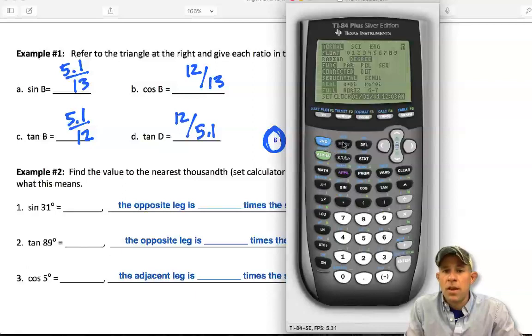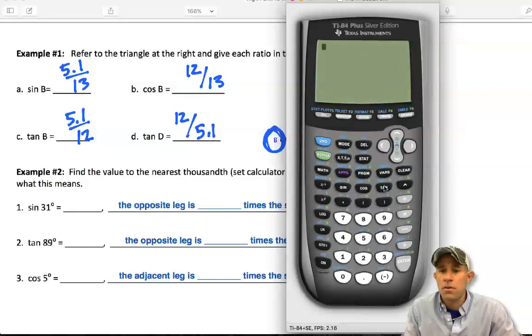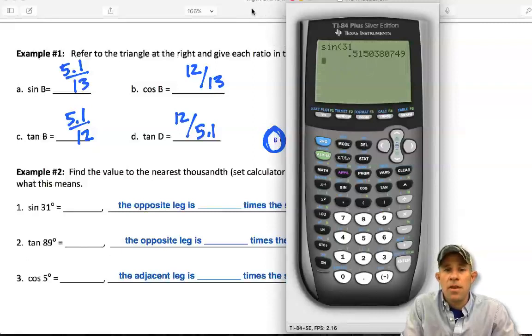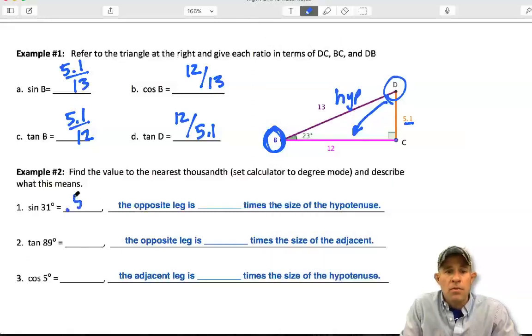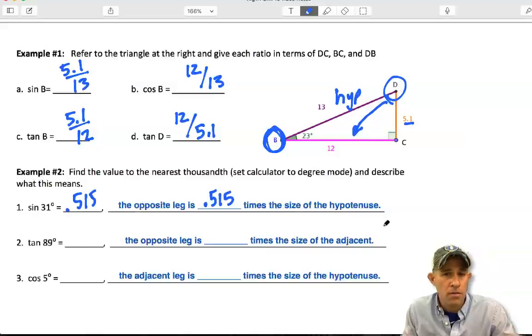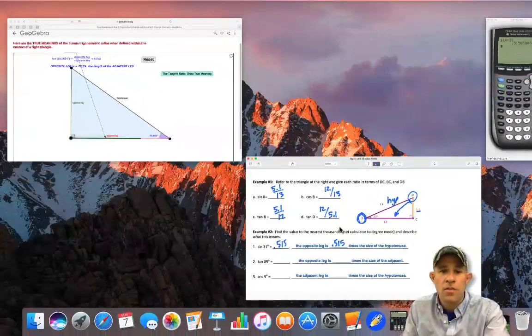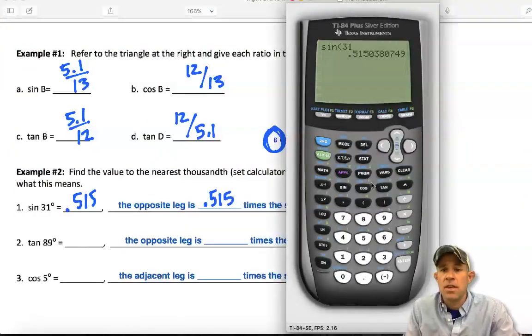So the first one asks us to just simply calculate the sine of 31 degrees. So sine, cosine, and tangent can be found right here in the middle of your graphing calculator. Tap on sine and enter in your degrees, press enter. So 0.515 is the measurement of that sine. So we'll write that down, 0.515. And what this means is that the opposite leg is just slightly over half the size of the hypotenuse.